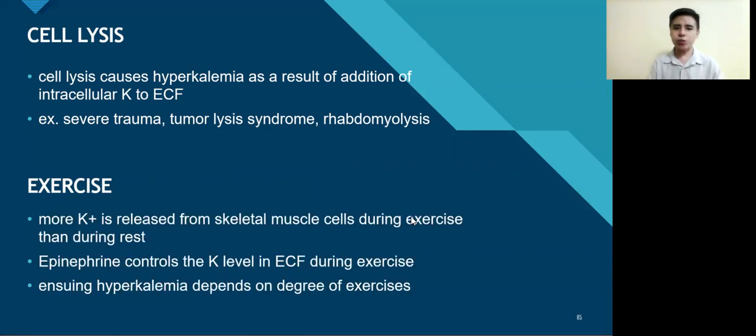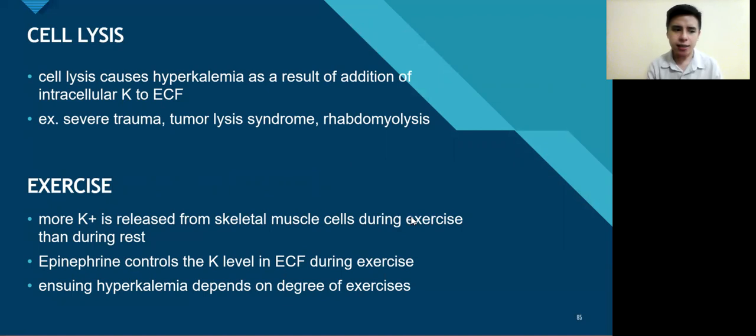And exercise. When we do exercise, our muscles contract. You also release potassium, and that's why hyperkalemia. But whenever we do exercise, epinephrine is also released, and epinephrine will control this potassium. So when we do exercise, potassium goes up, but epinephrine also goes up. Epinephrine will counteract it, because epinephrine will cause uptake of your potassium.